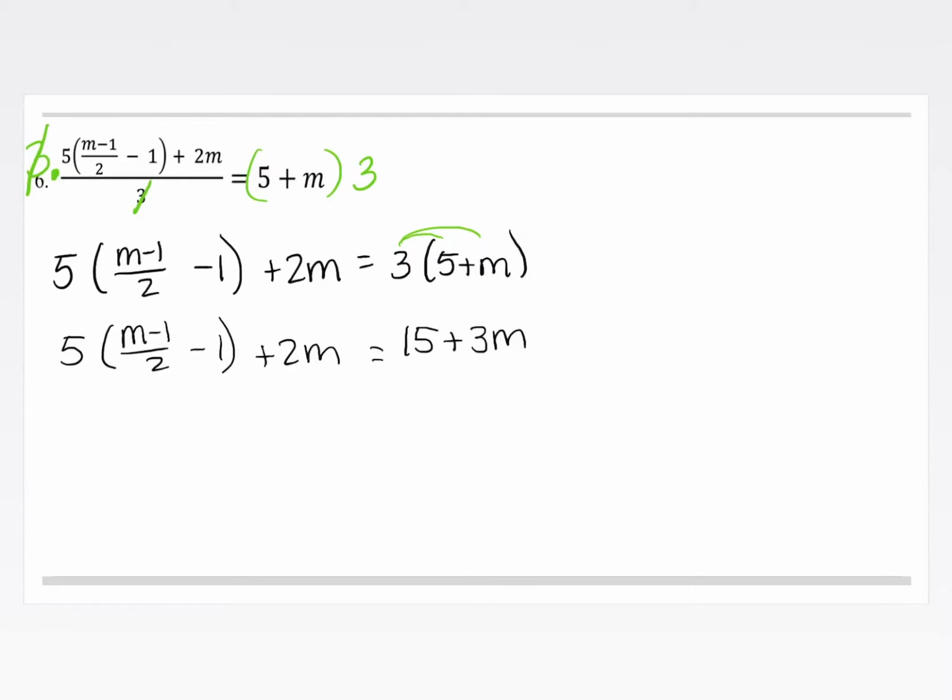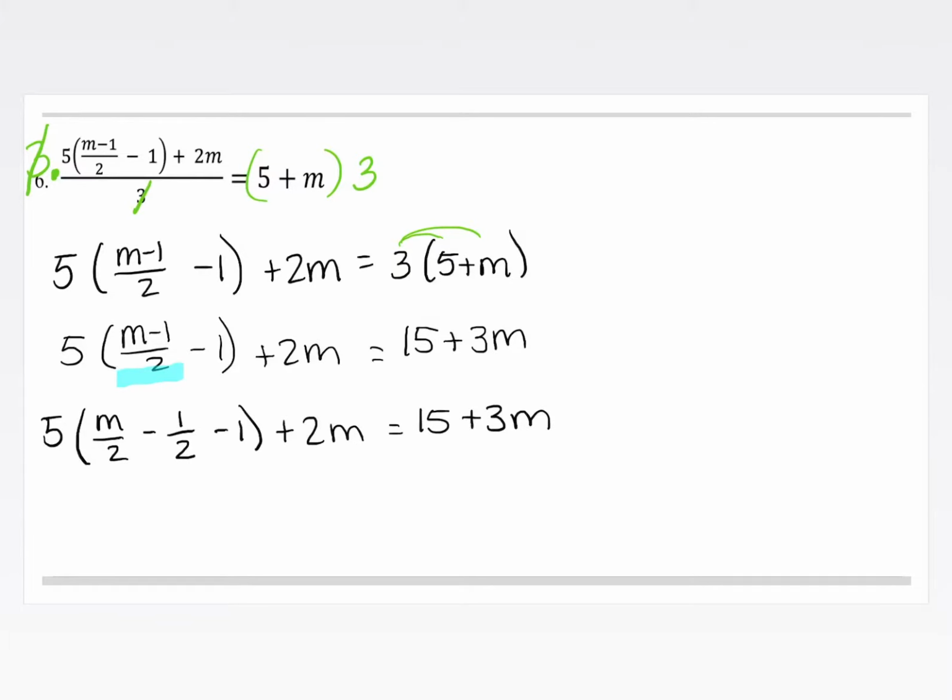But before I do that, I notice I have this fraction here, this m minus 1 divided by 2. Now, m minus 1 is in the numerator because, in other words, this is saying that they both have the same denominator of 2. So I can actually rewrite this to be 5 times (m over 2 minus 1 over 2, minus 1). That's going to help isolate our variable in the end so things don't get messy. Then we're going to add 2m, and set equal to 15 plus 3m.